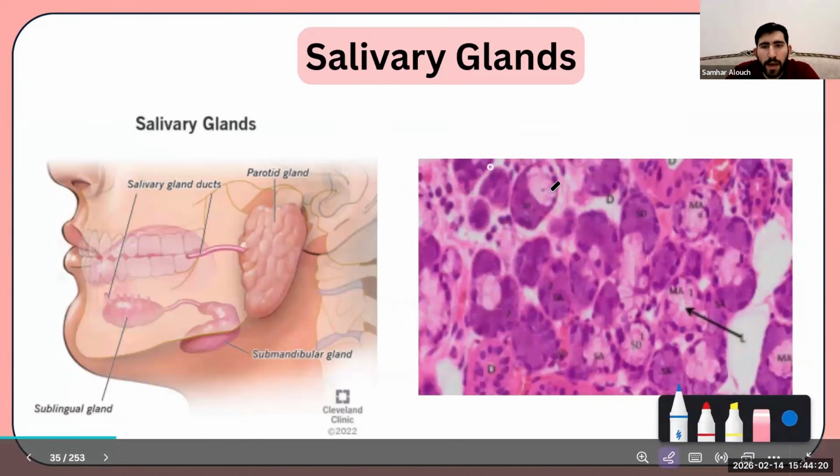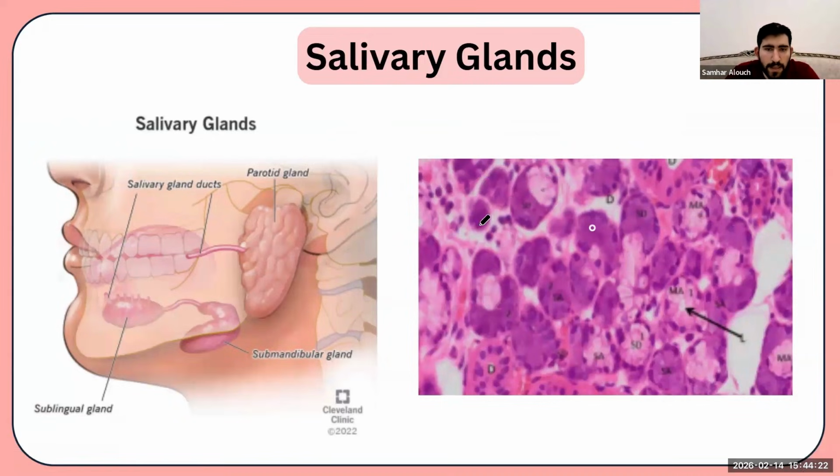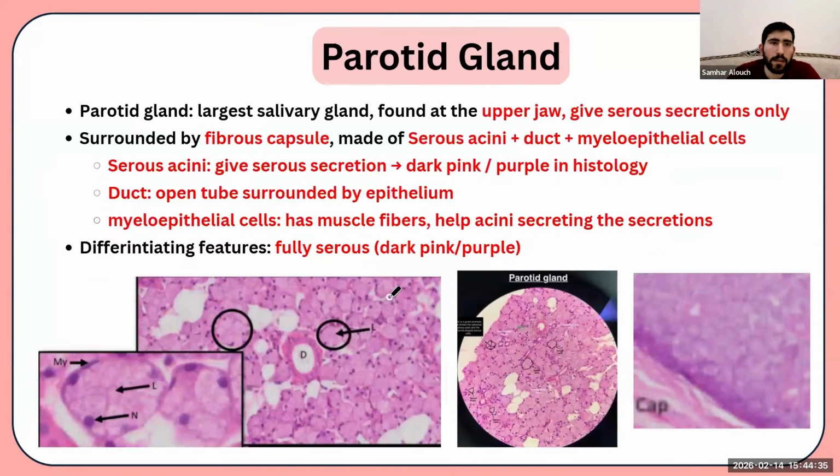So here we have mixed. This is the submandibular because it's mixed. As you can see here, it's dark pink, which is serous. Here it's light pink, which is mucus. Since it's mixed, that's the submandibular gland. Okay? Now let's start talking about each gland on its own.